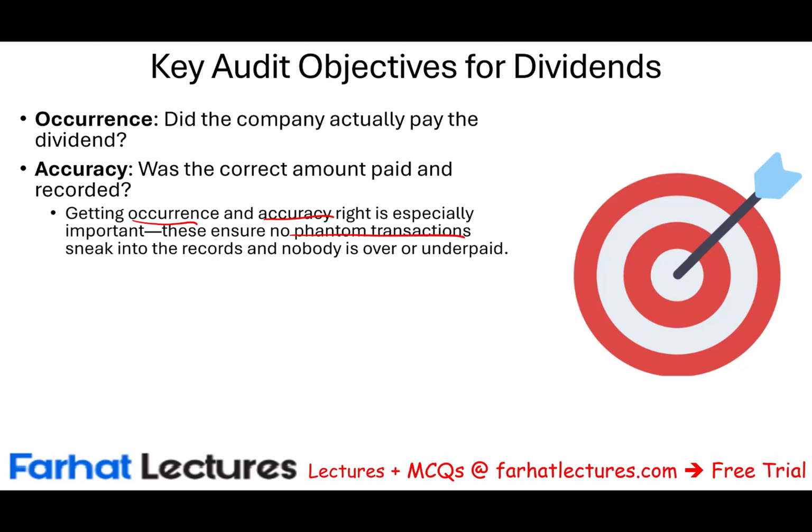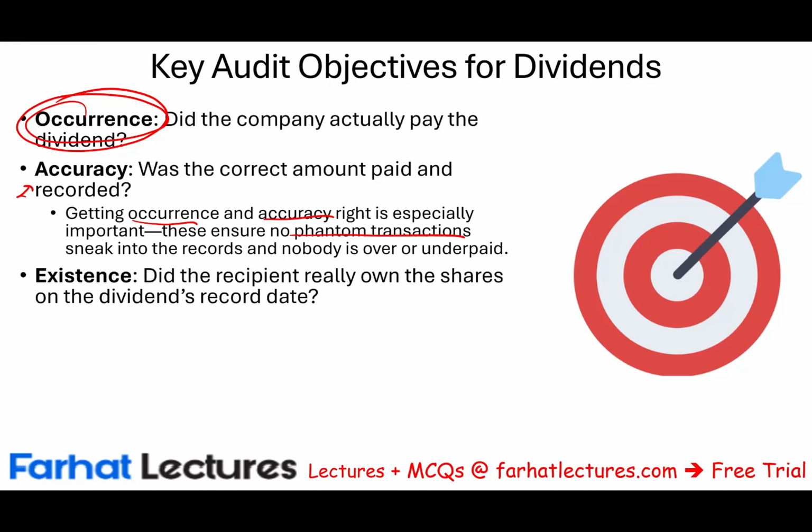What's the risk? And here we're dealing with private companies. The risk is someone at this private company taking money out in form of dividend or not taking money and we recorded it as dividend. We want to make sure that the transaction did occur and it's occurred properly, so no one is over or underpaid. Existence. Did the recipient really own the share?